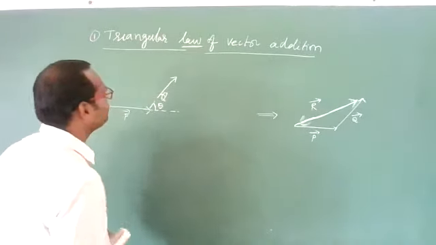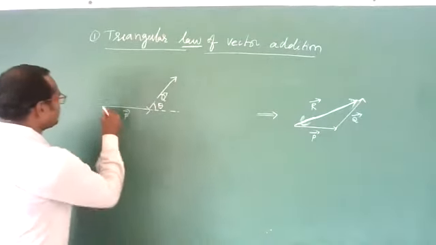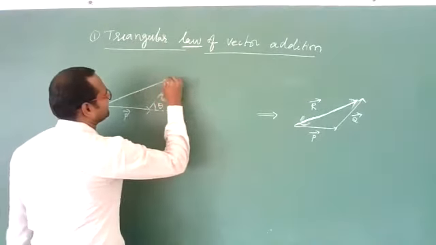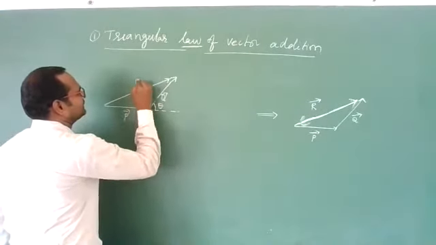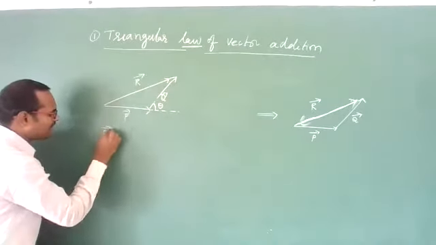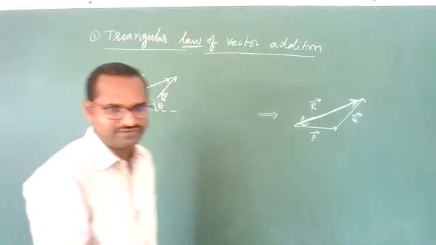Theta is the angle between these two vectors. Now we want the resultant of these two. So let us close these two vectors with the help of a triangle. This will be your resultant R bar. We need to find the magnitude of R bar, how much it is. Mathematically we need to find it.